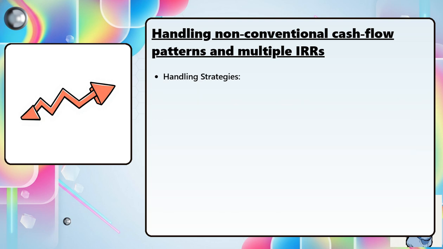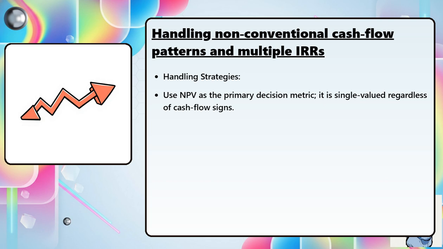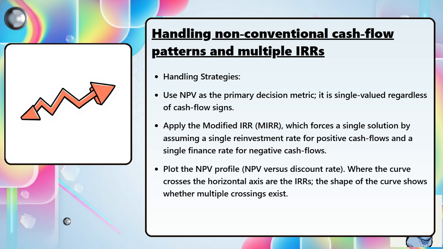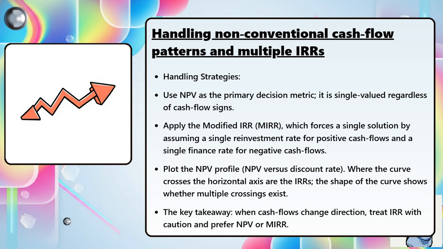Handling strategies. Use NPV as the primary decision metric. It is single-valued regardless of cash flow signs. Apply the modified IRR, MIRR, which forces a single solution by assuming a single reinvestment rate for positive cash flows and a single finance rate for negative cash flows. Plot the NPV profile, NPV versus discount rate. Where the curve crosses the horizontal axis are the IRRs. The shape of the curve shows whether multiple crossings exist. The key takeaway: when cash flows change direction, treat IRR with caution and prefer NPV or MIRR.